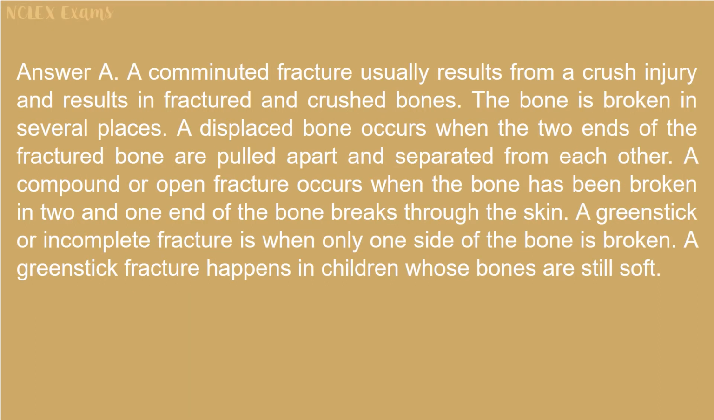Answer A. A comminuted fracture usually results from a crush injury and results in fractured and crushed bones. The bone is broken in several places. A displaced bone occurs when the two ends of the fractured bone are pulled apart and separated from each other. A compound or open fracture occurs when the bone has been broken in two and one end of the bone breaks through the skin. A greenstick or incomplete fracture is when only one side of the bone is broken. A greenstick fracture happens in children whose bones are still soft.